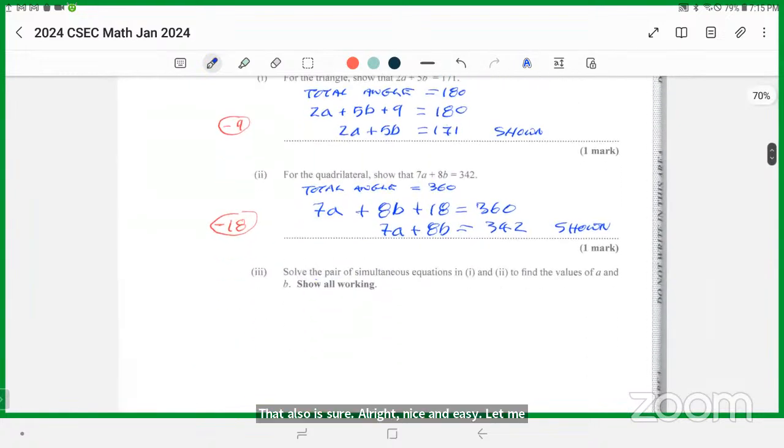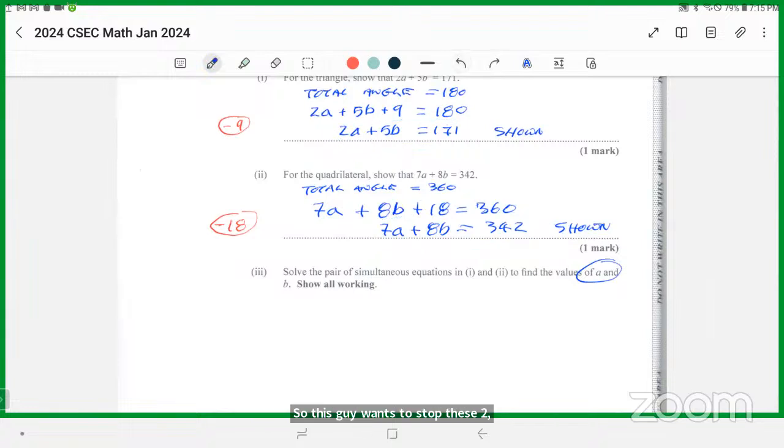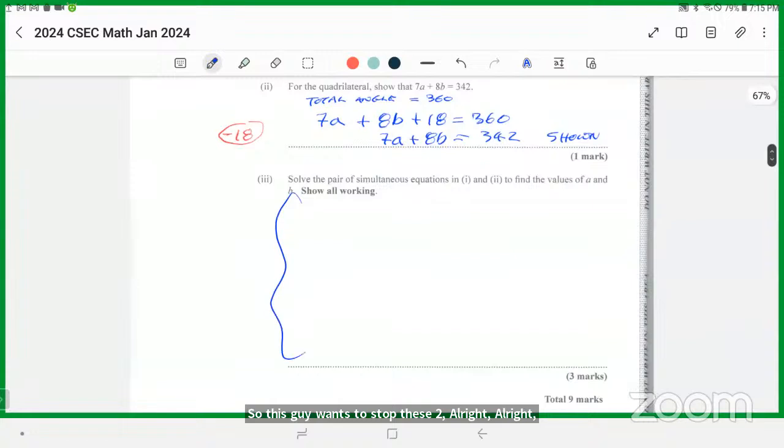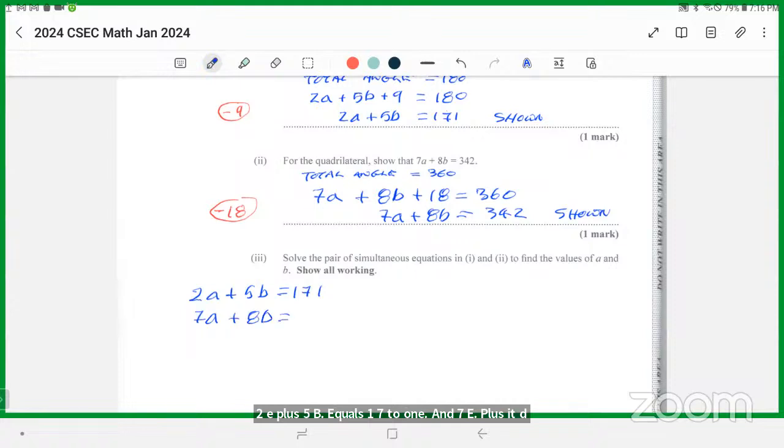Then it says, solve the pair of simultaneous equations to find the value for A and B. So basically, I want to solve these two equations simultaneously. Those are two linear equations. We can use our elimination method. Let's write it down and do them quick and fast. They don't give a lot of space to work, but that's how it is. So we're solving 2A plus 5B equals 171, and 7A plus 8B equals 342.